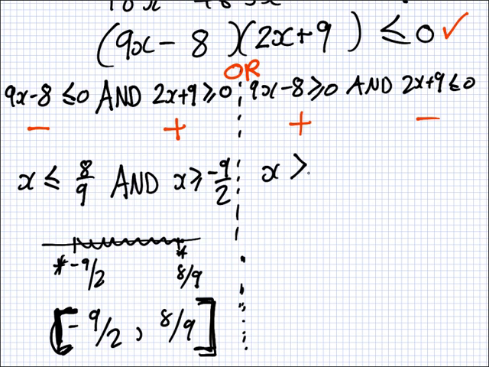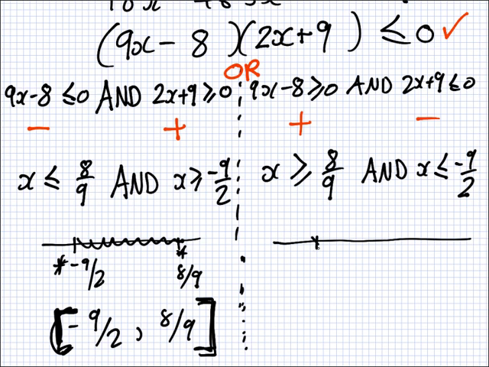Okay, let's look here. X is more than or equal to 8 over 9. And what have we got here? X is less than or equal to minus 9 over 2. Let's draw the number line. Minus 9 over 2 and 8 over 9. Now, tell me, on this number line, where do we have the situation where x is more than 8 over 9 and less than minus 9 over 2?